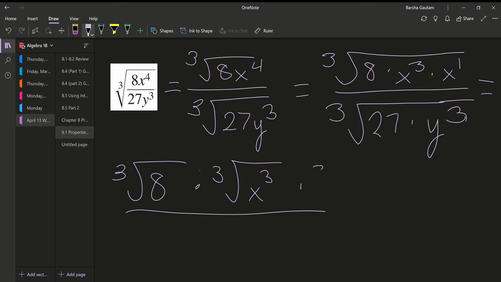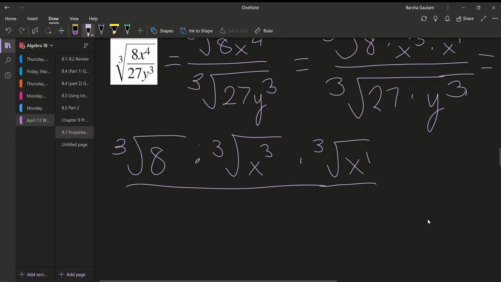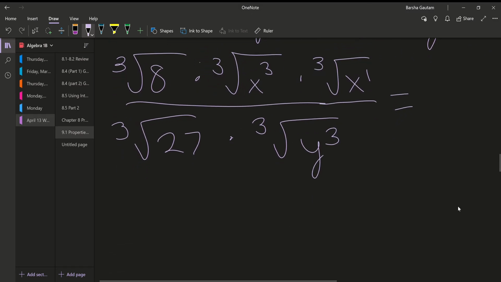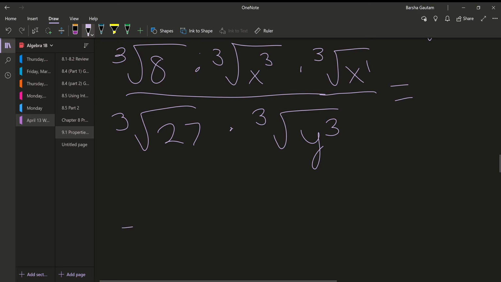This is still the same equation. Nothing has changed. This equation up here is still the same as this down here. All right, so now we're going to simplify this. What is the cube root of 8? That is 2. 2 to the power of 3 is equal to 8.